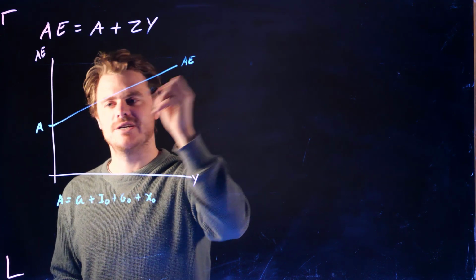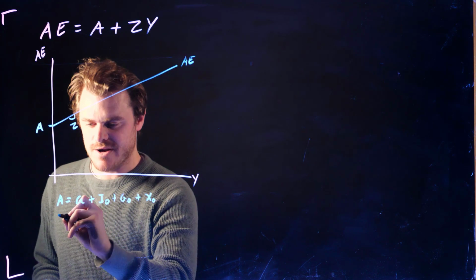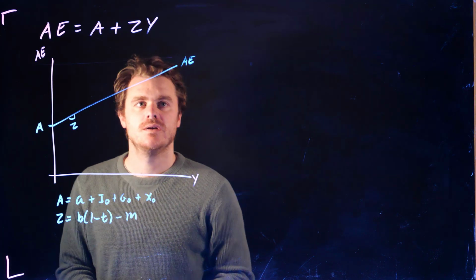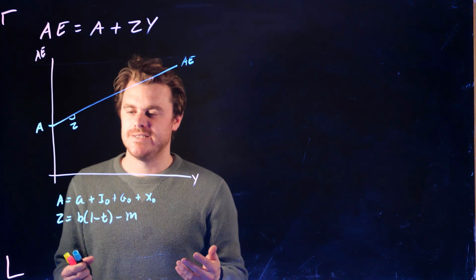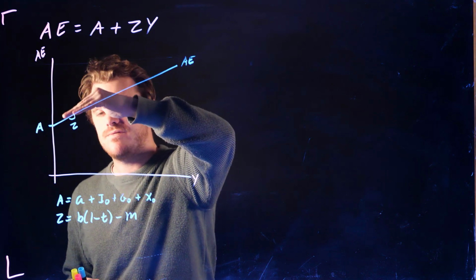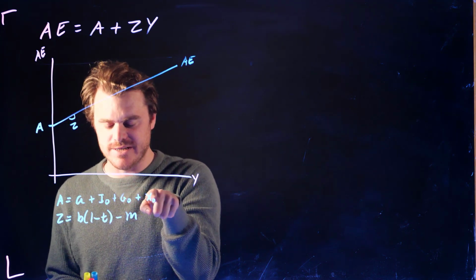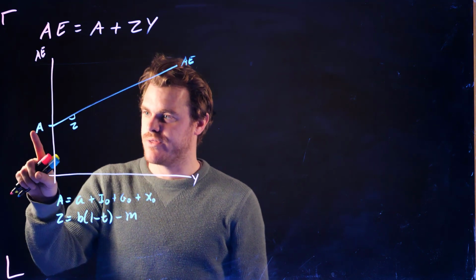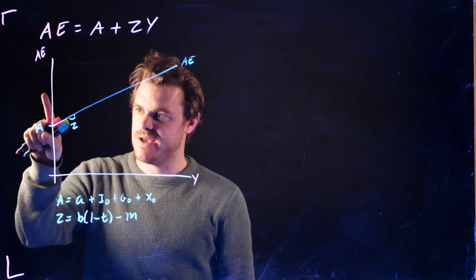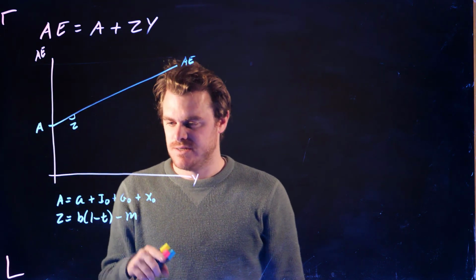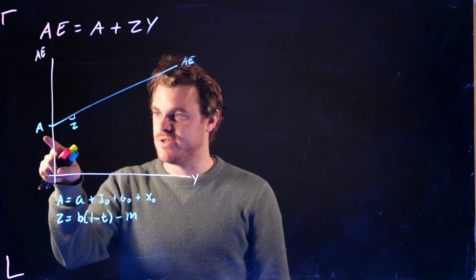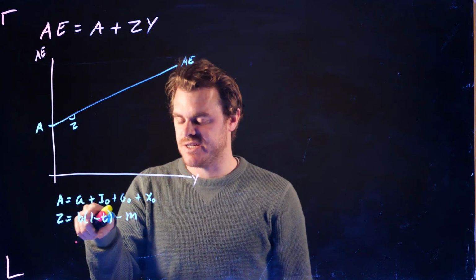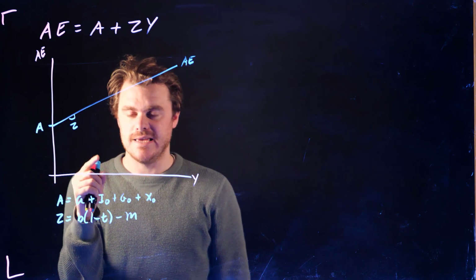This is our AE function. And the slope is Z, where Z equals B times 1 minus T minus M. All right, and so changes in capital A, so factors that are influencing anything part of autonomous expenditure, so things like wealth are going to affect little a. So if wealth goes up, little a goes up, which means capital A goes up, and that changes the intercept. Or changes in government purchases are going to shift the intercept around. Where changes in anything with Z is going to change the slope of this AE function.